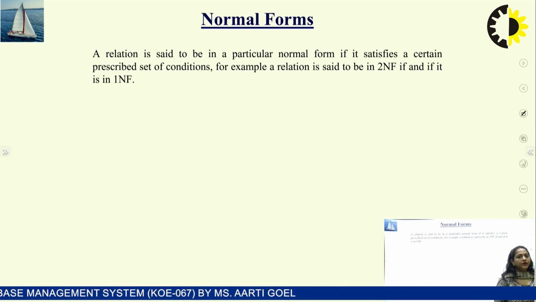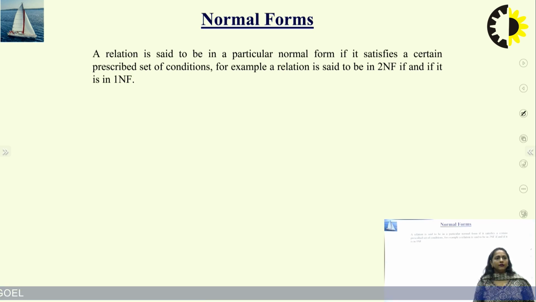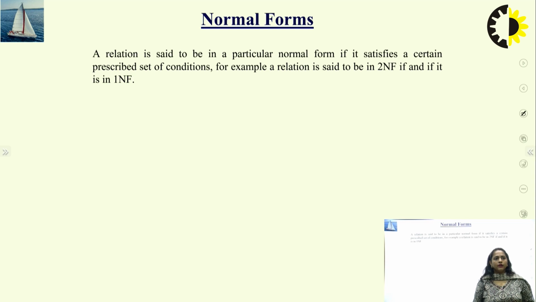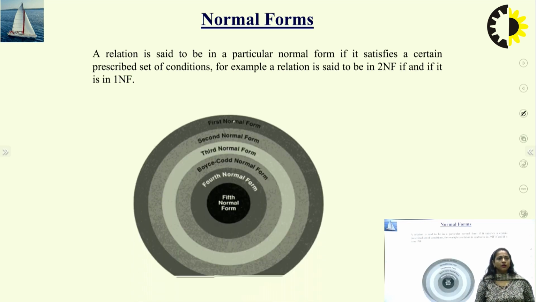So maximum redundancy is in first normal form. That will be in first normal form, and a relation is said to be in a particular normal form if it satisfies a certain prescribed set of conditions. So suppose a relation is in second normal form, then it means it is in first normal form. If the relation is in third normal form, then it is in second normal form. We'll discuss more on this.